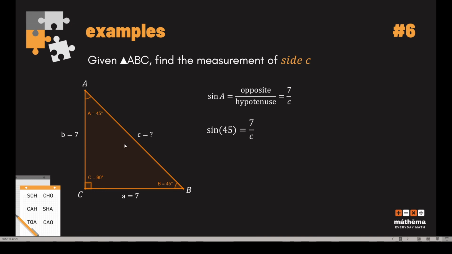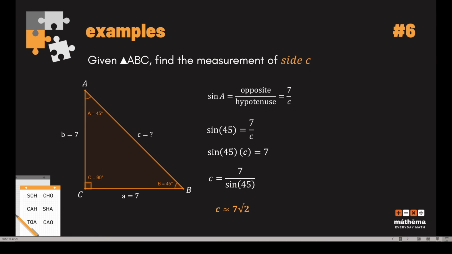So we're going to have sine 45 equals 7 over C. Sine 45 times C is equal to 7, and that should give us C is equal to 7 over sine 45, or 7 square root of 2. So that will be our answer. In a triangle like this, we can make use of our trig ratios to solve for the side length, or we can simply do it mentally using a formula.